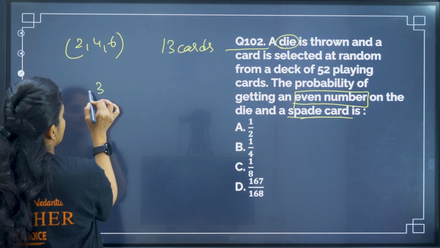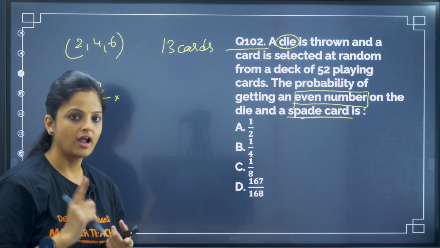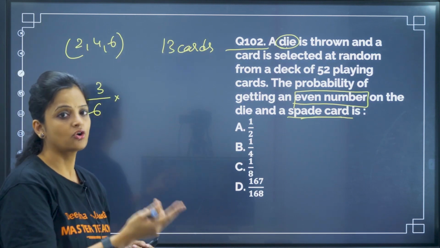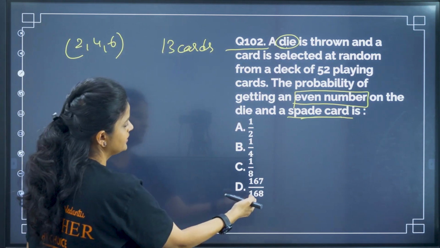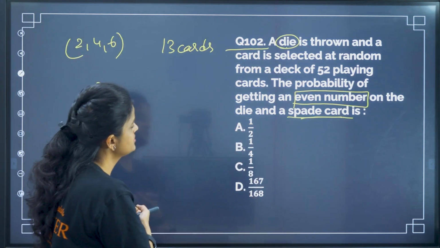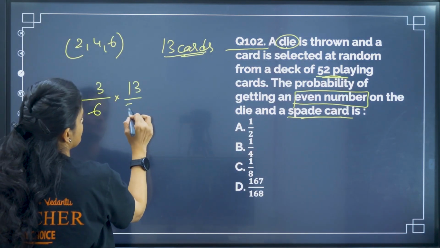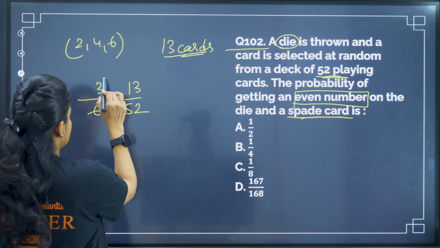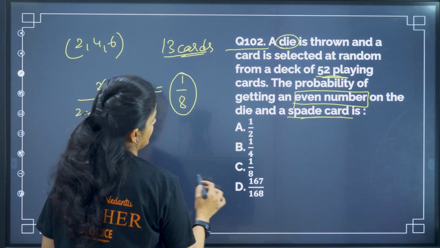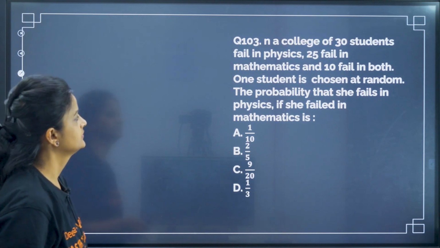That's all. So divided by total. So 3 events divided by 6 into. Work is not done, so I have to multiply. If work is done, then I will go on adding if I have other options. Option for selecting, I'll show that in the questions if it comes. 13 cards among 52. Simple. So now simplify. You have 1 by 8. Okay, so let's take up the next question.